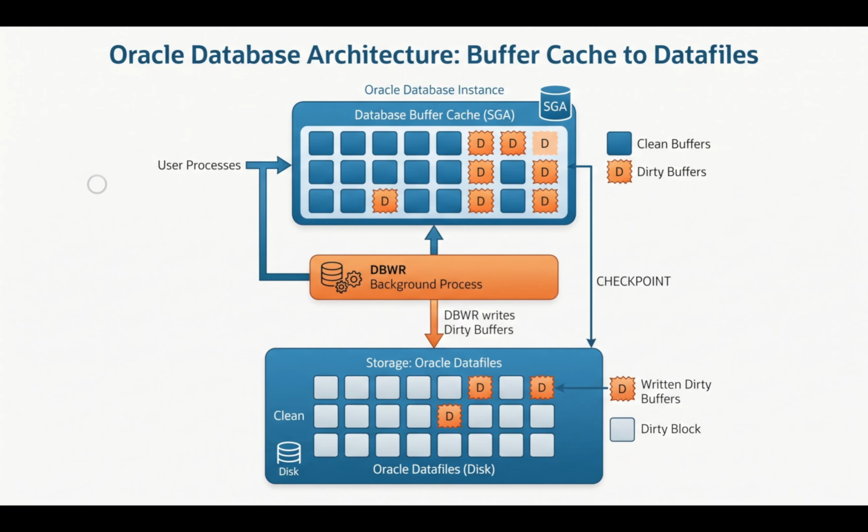Now let's move to DB writer. And this is where we have a very important distinction. DB writer writes dirty buffers. When data is modified, the corresponding block in the database buffer cache becomes dirty. DB writer eventually writes those modified blocks from the buffer cache to the physical data files. So remember the direction: buffer cache to DB writer, then from DB writer to data files. And here's the key difference between DB writer and log writer. DB writer is not responsible for committing transactions. It also runs independently of commit. So don't confuse the two. Log writer writes the redo, DB writer writes dirty data blocks.